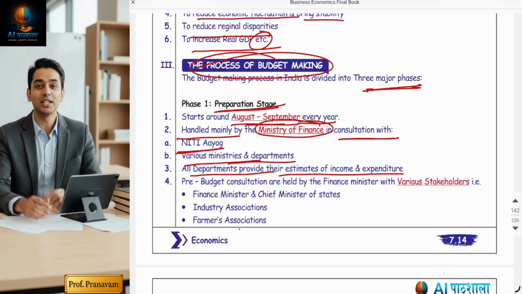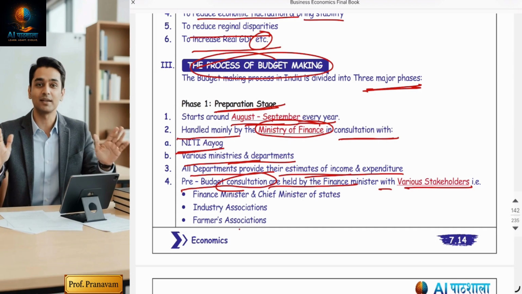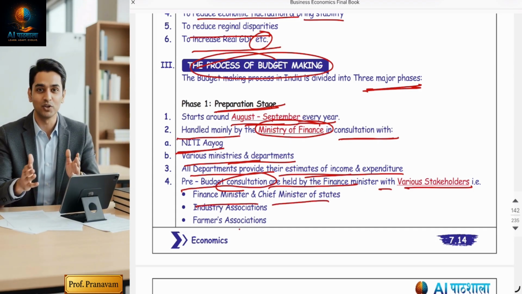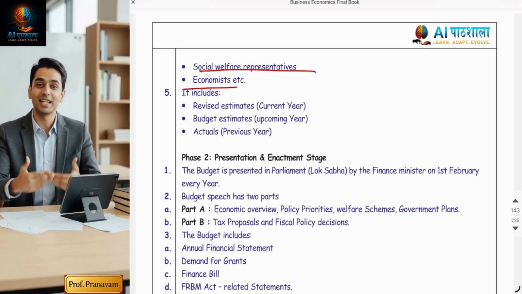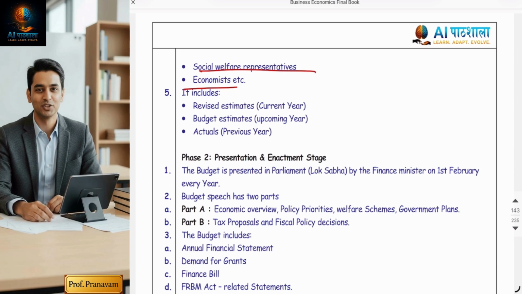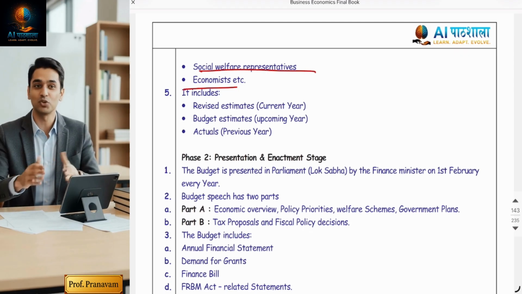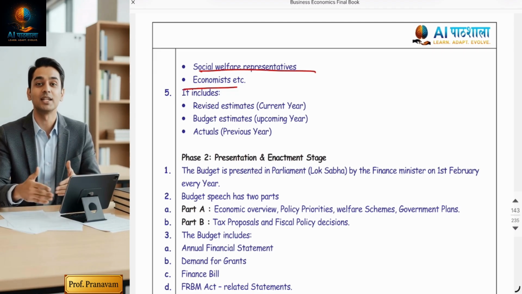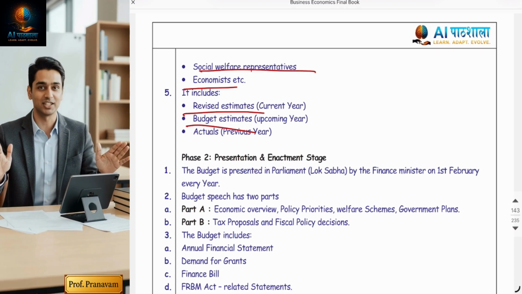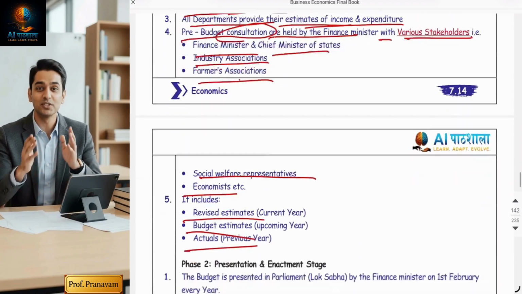All departments provide estimated income, and pre-budget consultations are held by the finance minister with various stakeholders, that is, chief ministers of the states, industry associations, farmers associations, social welfare representatives and various economists, so that ground level reality and data get accumulated. Why is this stage important, friends? Because ground level needs to be understood and the budget becomes more inclusive and realistic. It includes revised estimates, budget estimates, and actuals. Various comparisons are done. So this was the preparation phase.